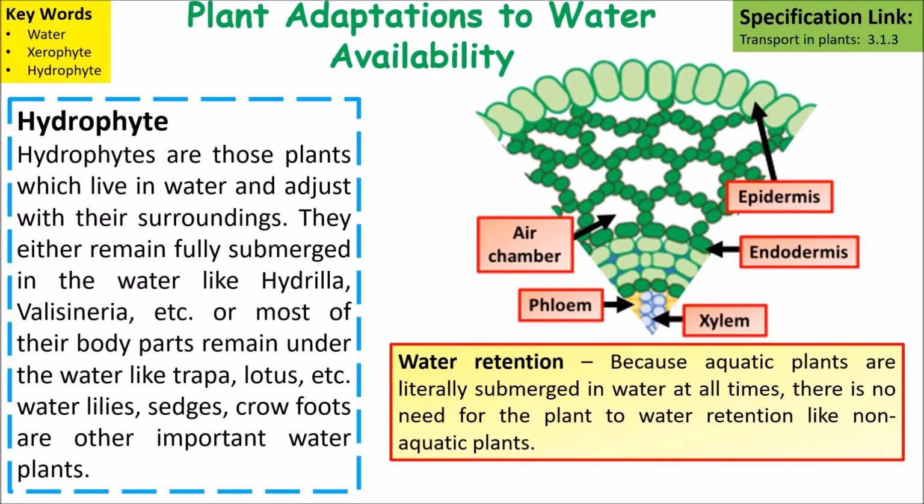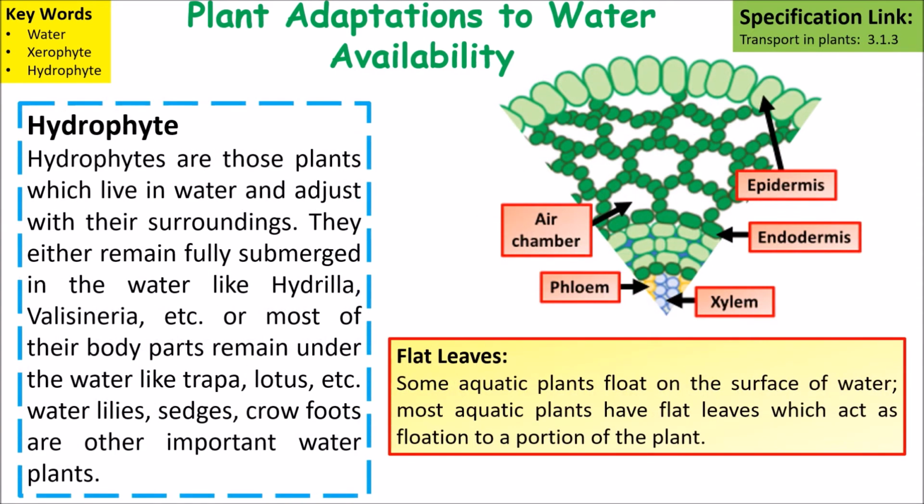If we're looking at water retention, because aquatic plants are largely submerged in water at all times, there is no need for water retention like in other types of plants. They have flat leaves because some aquatic plants float on the surface of the water. Most aquatic plants have flat leaves which act like a big flotation device.